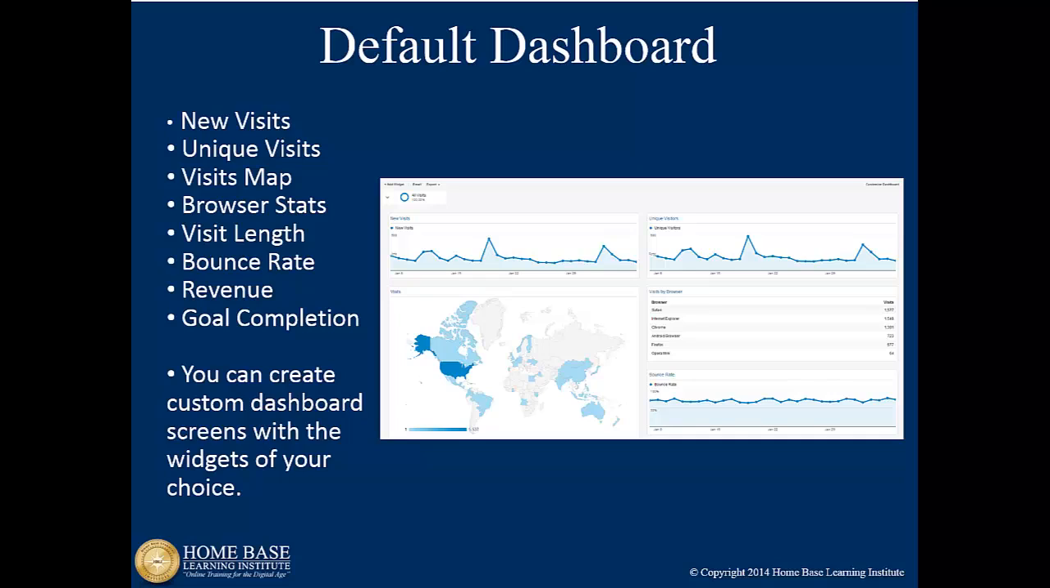Some of the things that you'll see here include new visits, unique visits, visit map, browser statistics, for example, who's using Safari versus Internet Explorer versus Chrome or Firefox, visit length, meaning how long are people actually staying there, and bounce rate, which has to do with the percentage of people who leave your site without viewing any of the content. You can also take a look at revenue and goal completion if you've got those things set up, and we'll get to that later. You can create custom dashboards if you don't like this one. So if this layout doesn't really float your boat, you can always make your own.